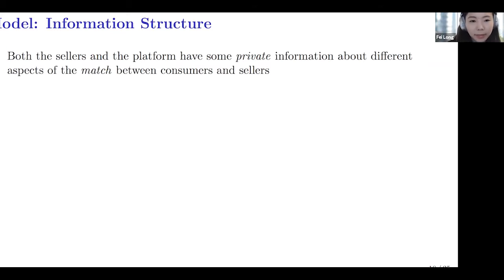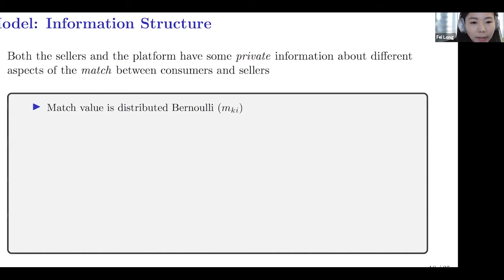Okay, so let's start with the match. Let's give it a distribution. Just to keep it simple, I'm going to assume the match value is Bernoulli distributed. In other words, with probability M, the consumer is going to like the product, and with probability 1 minus M, the consumer does not like the product. And now with this Bernoulli variable, M, we can incorporate the private information into this variable.